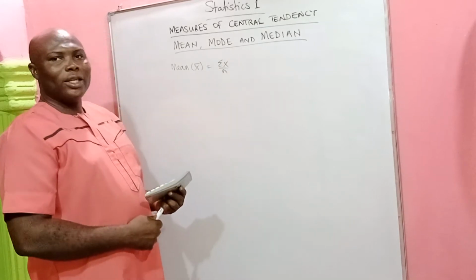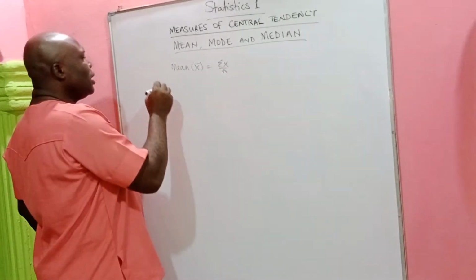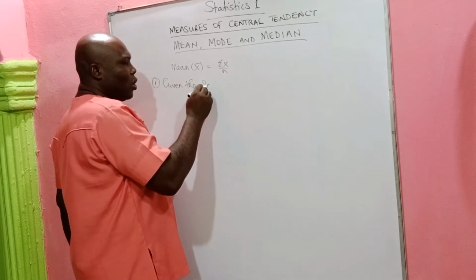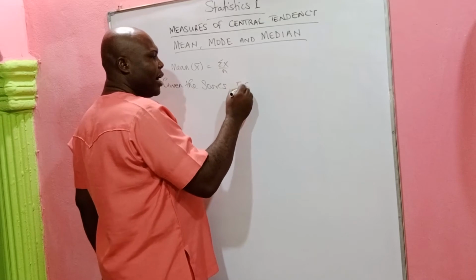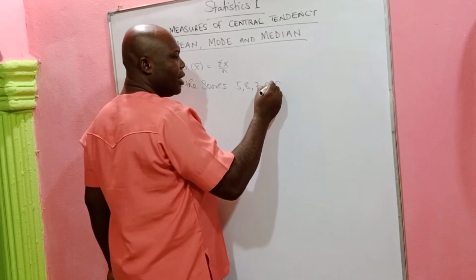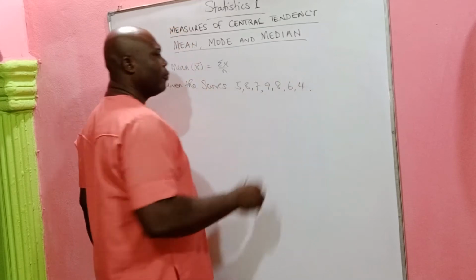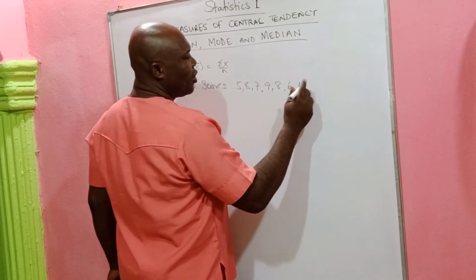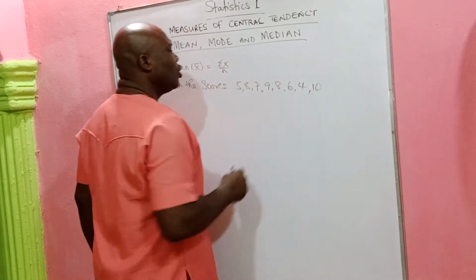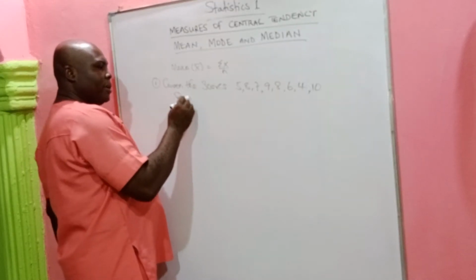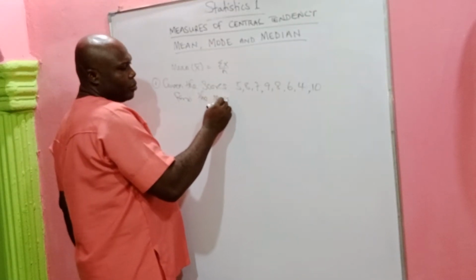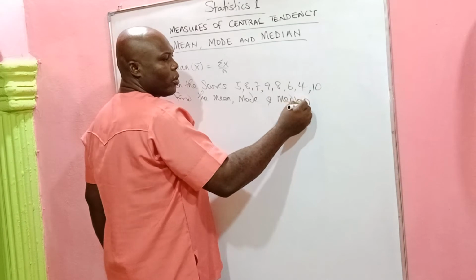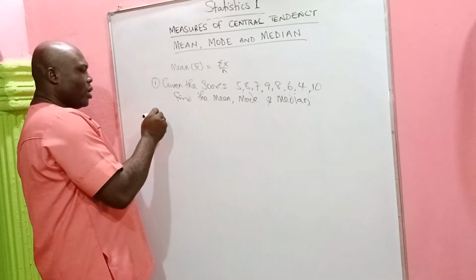That's what we mean. All right, so we'll go straight to raw data. Now, number one, given the scores 5, 8, 7, 9, 8, 6, 4. Now, given this, we've been asked to find, okay, let's add 10. All right, so we've been asked to find the mean, the mode, and the median.